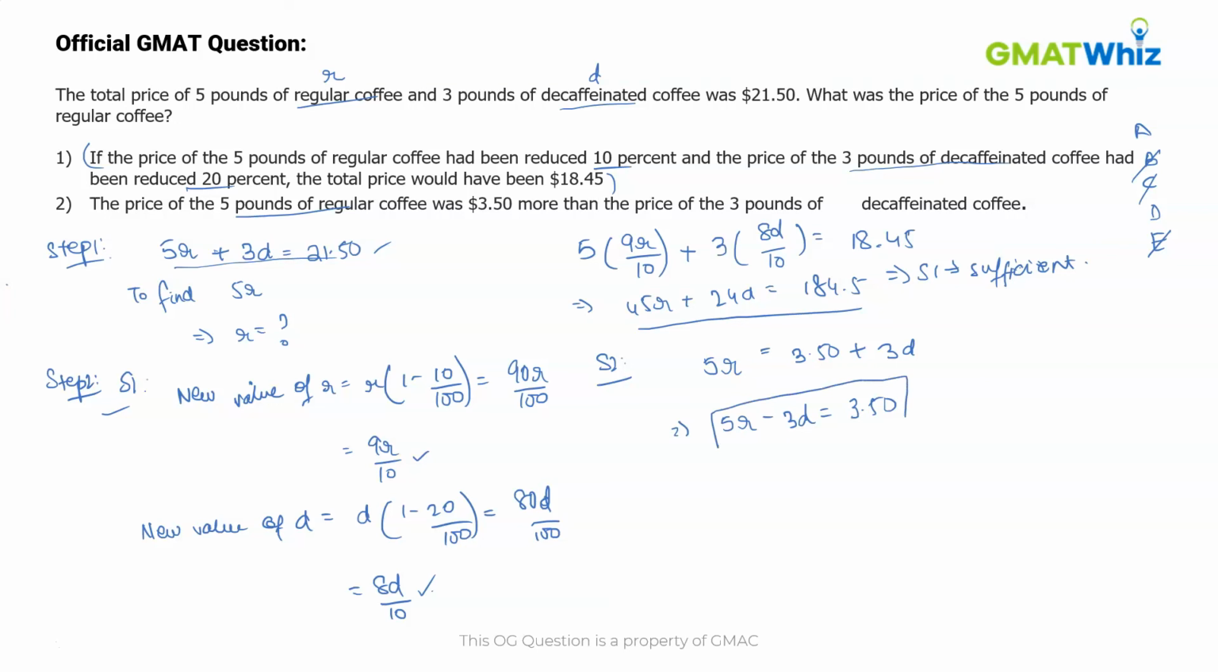As you can see, this is another equation in R and D, and from the question we have deduced another equation in R and D. So it is also possible to solve these two equations and get a value for R and D. Hence statement 2 is also sufficient. So the correct answer is option D.